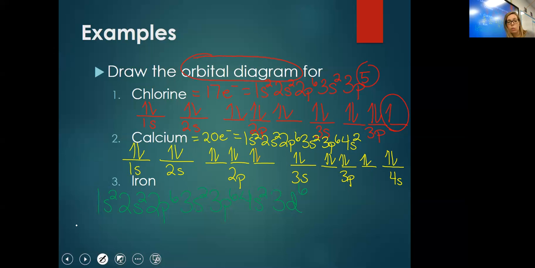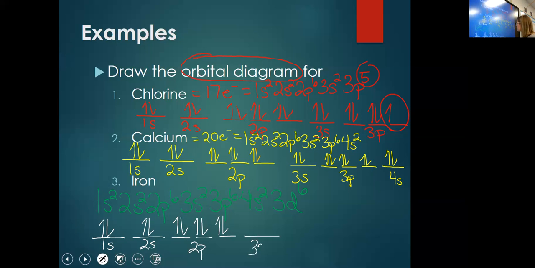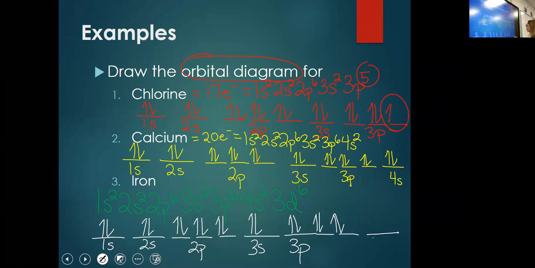All right, so then when we go to do the orbital diagram, 1s contains 2 electrons. 2s also contains 2 electrons. 2p has 3 orbitals, contains 6 electrons total. 3s, just the 1 orbital, contains our 2 electrons. 3p has 3 orbitals. 1, 2, 3, 6 electrons. 4s contains the 2 electrons.